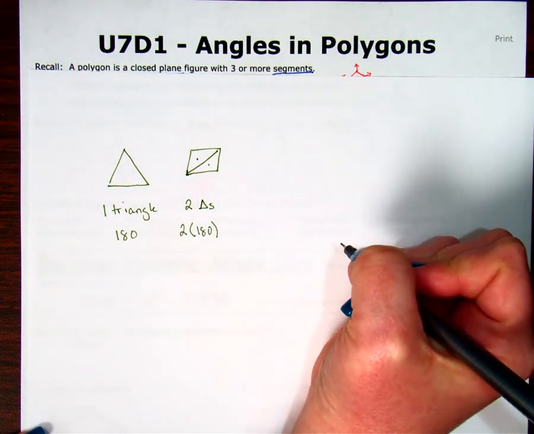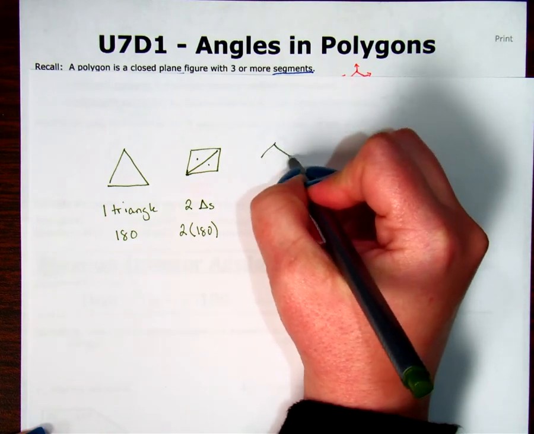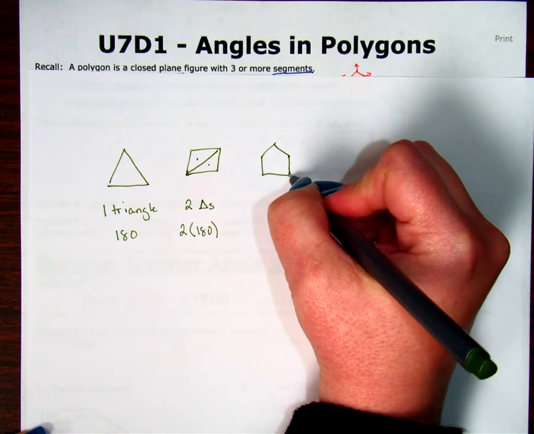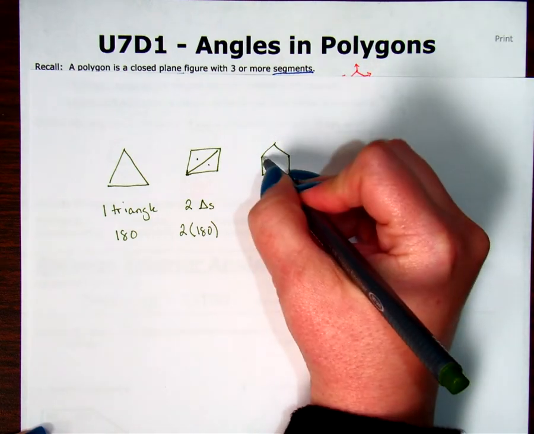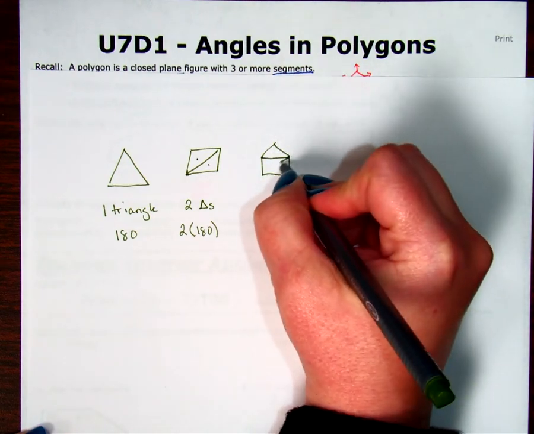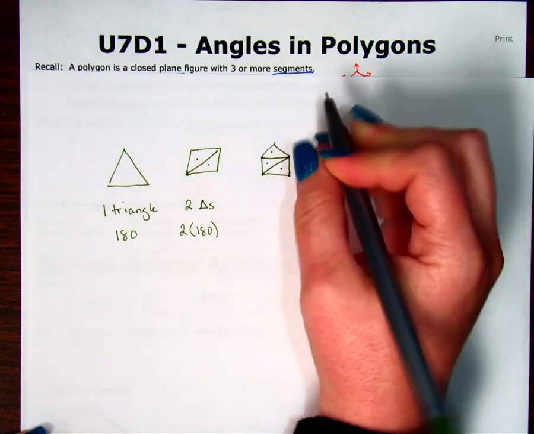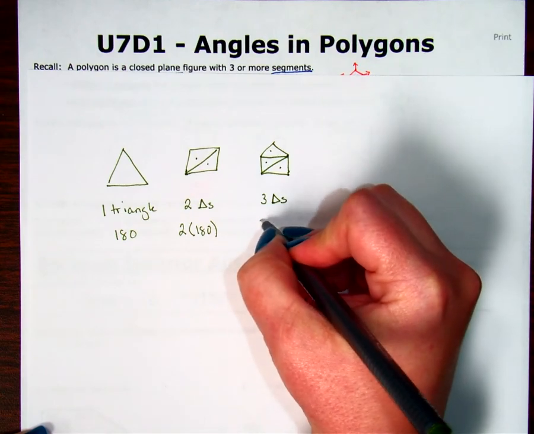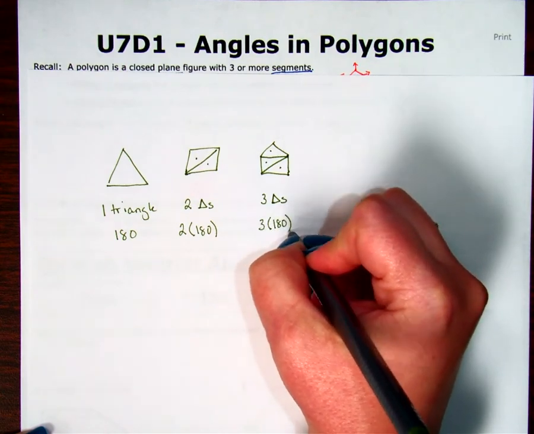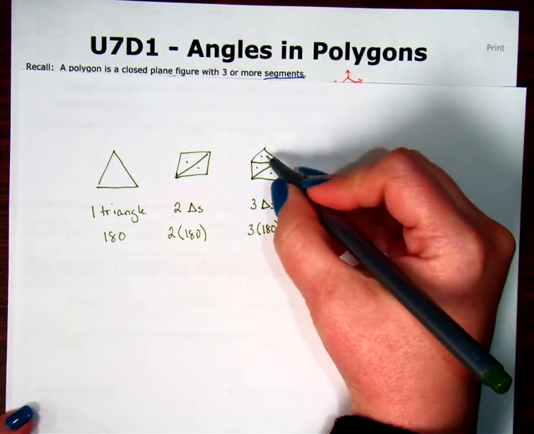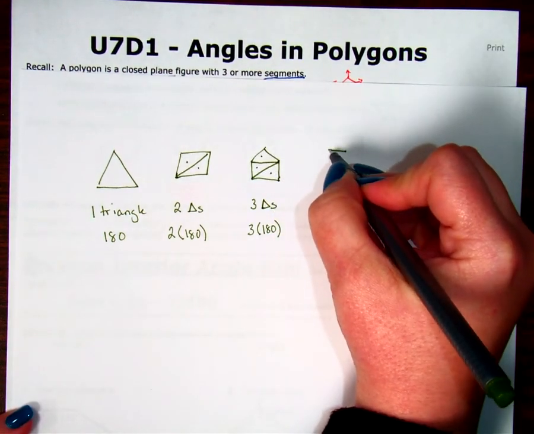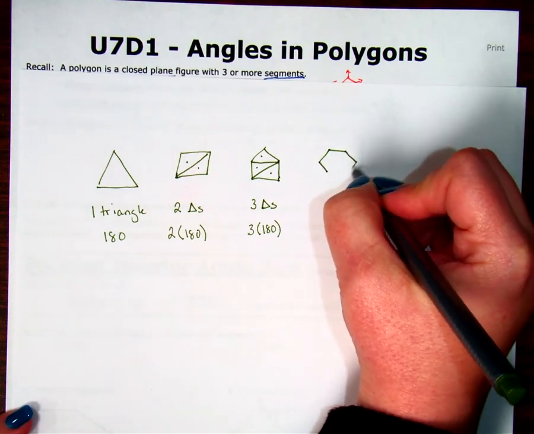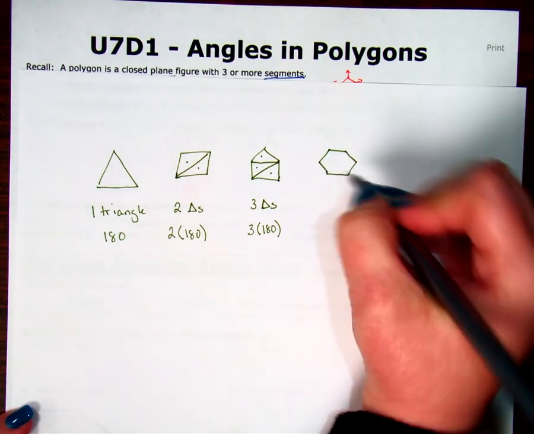Okay, if I have 5 sides, like a little house, what's the minimum number of triangles I can divide that into? Well, I can draw a line there, and then I can draw a line there, so I'm going to have 3 triangles, so that's going to be 3 times 180. Okay, what would be next? 6 sides. When I draw 6 sides, I usually do a line, and then a less than, and a greater than, and then connect. That's just the way that I do that.